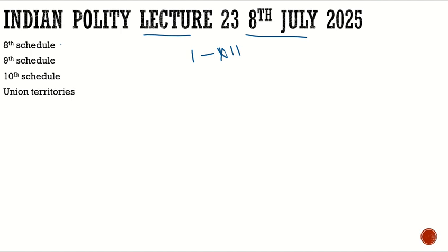We discussed a little bit about the 8th schedule, what it contains. It contains languages. How many languages are mentioned in the 8th schedule? We know the number. Earlier it used to be 14, now we have 22 languages in the 8th schedule. And also we know that English, which is the official language right now of India along with Hindi, is not part of the 8th schedule. Why? Because it is not an Indian language. The 8th schedule contains Indian languages.